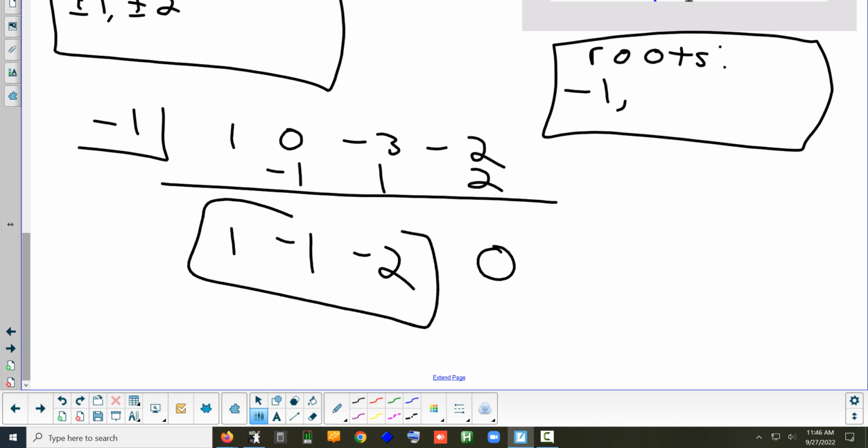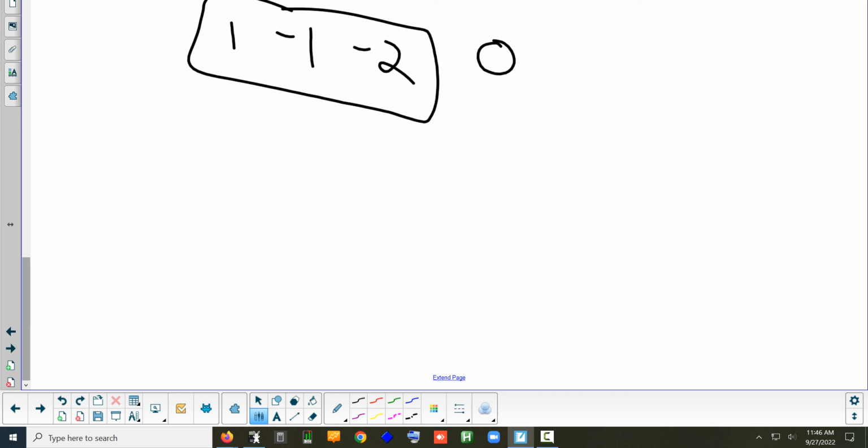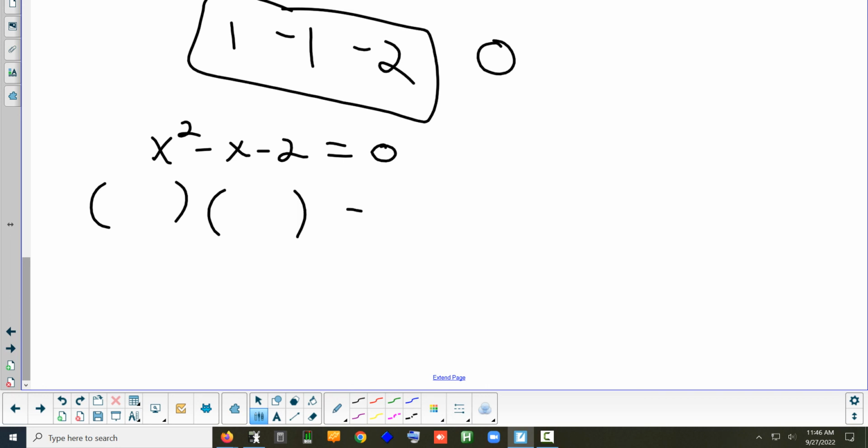So now this problem is about finding the zeros of that quotient, x squared minus x minus 2. How does that factor? We don't need to use synthetic division and rational root theorem again because we've gotten it down to a quadratic. From here, we can do what we know how to do. x plus 1, x minus 2. Let's check it. x squared, minus 2 plus 1 is minus 1, and 1 times negative 2 is negative 2.